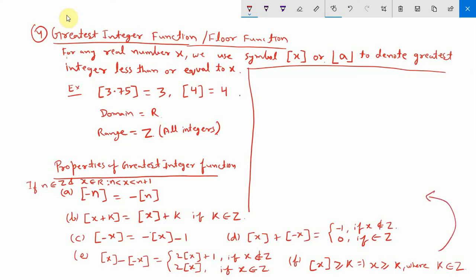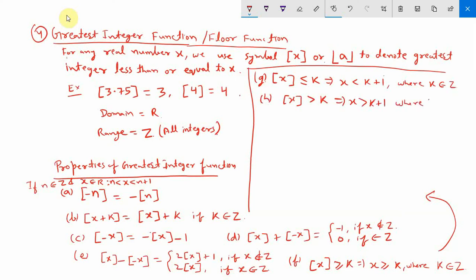So next property is: the greatest integer function of x is less than or equal to k implies x is less than k plus 1, where k is an integer. Next one, the greatest integer function of x is greater than k implies x is greater than or equal to k plus 1, where k is an element of integer.